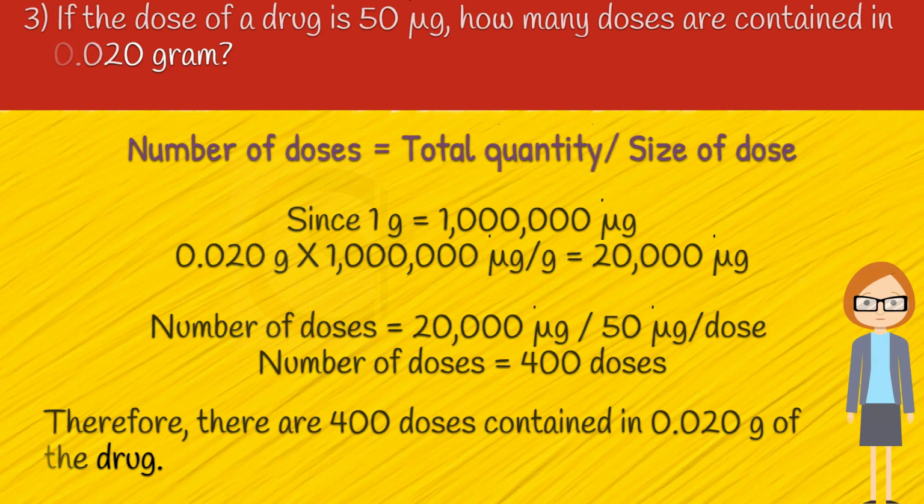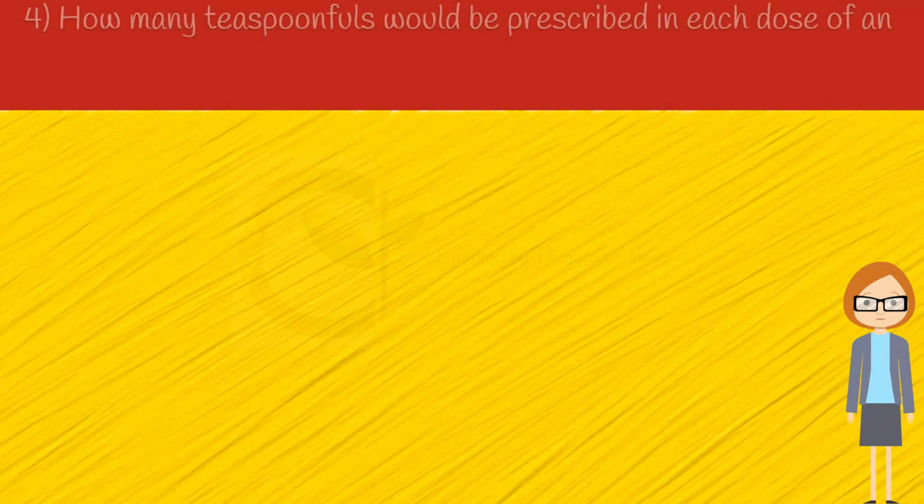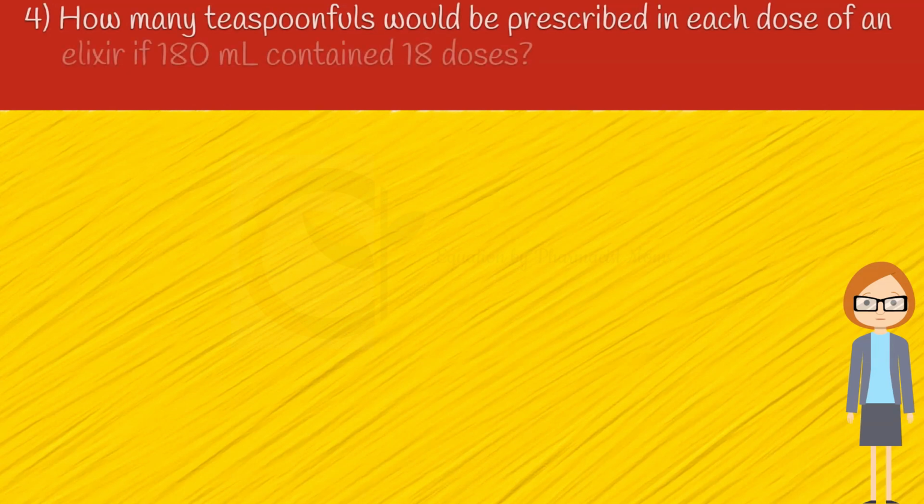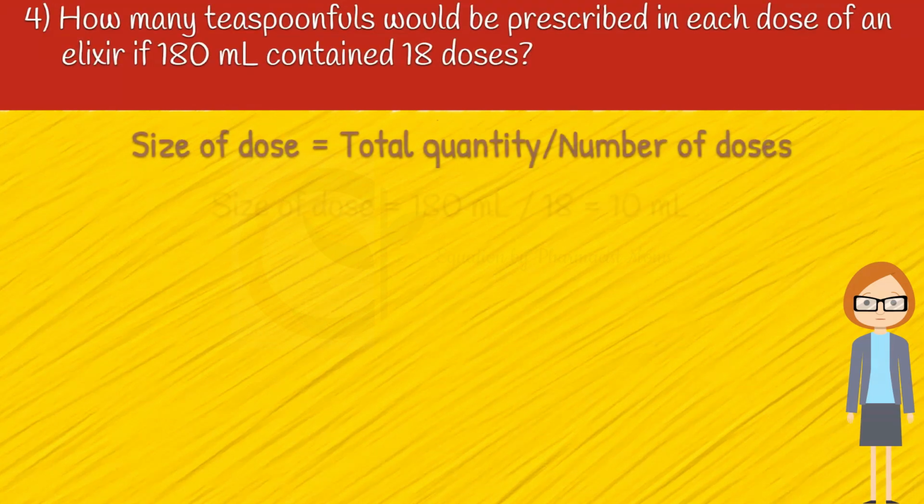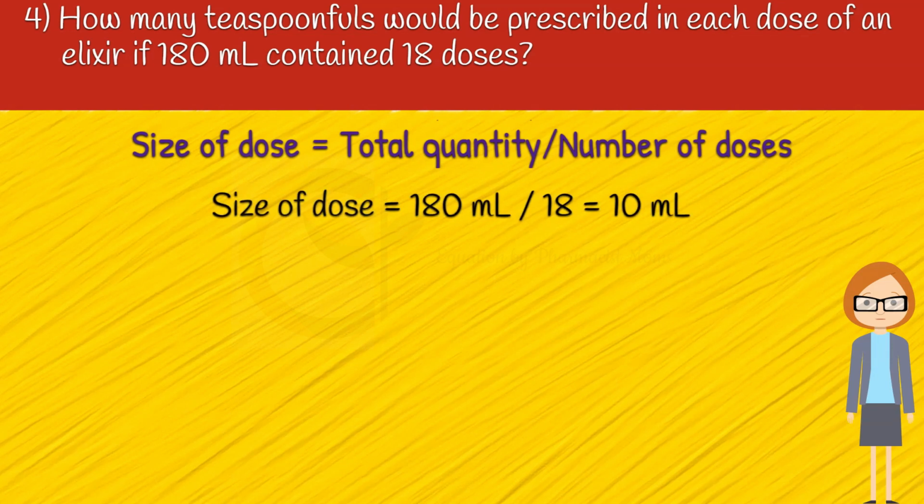Question 4. How many teaspoonfuls would be prescribed in each dose of an elixir if 180 milliliters contained 18 doses? To find out how many teaspoonfuls would be prescribed in each dose of an elixir if 180 milliliters contained 18 doses, we need to divide the total quantity of elixir by the number of doses.